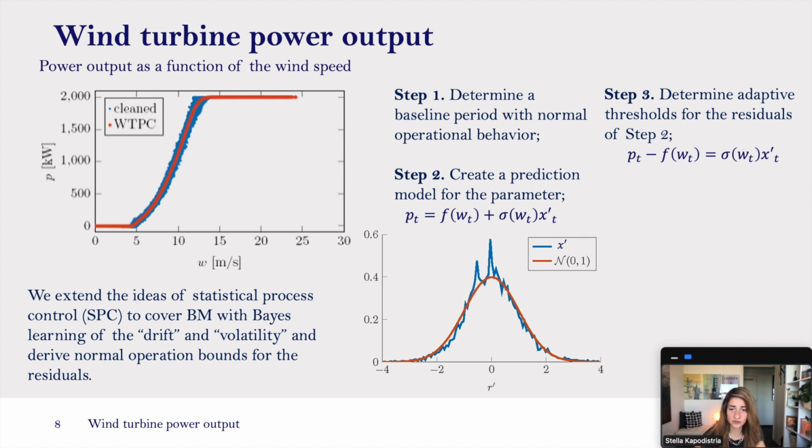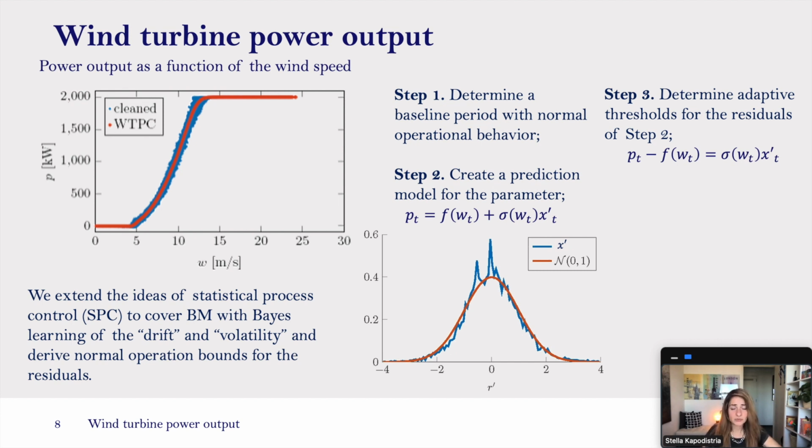In statistical process control, it is assumed that the normal distribution is nothing else than IID samples from a normal distribution. But what we have here is a layer of time dependency, and also a volatility that depends on time. So we had to extend the ideas of statistical process control to cover a Brownian motion. I'm going to refer to it as a Brownian motion, actually a stochastic process which has a Gaussian element, with Bayesian learning for the time-dependent drift and for the time-dependent volatility.